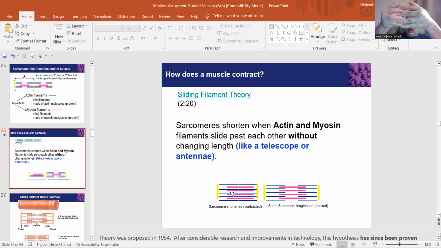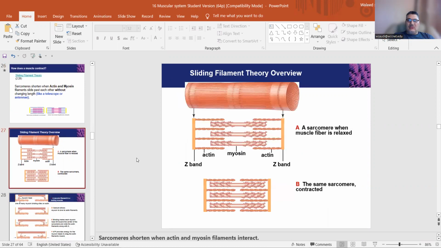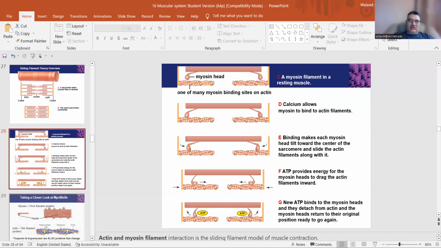They are in that arrangement, alternating like this. Look at the sliding and how this distance will be shorter. It was long like this, and when they slide on each other, it becomes shorter. When all the sarcomeres become shorter, the whole muscle becomes shorter. So here it is again. This is myosin, thicker. This is actin, thinner. When they slide against each other, the sarcomere contracts.